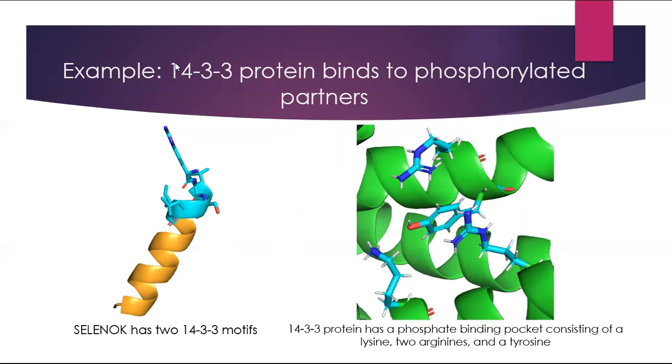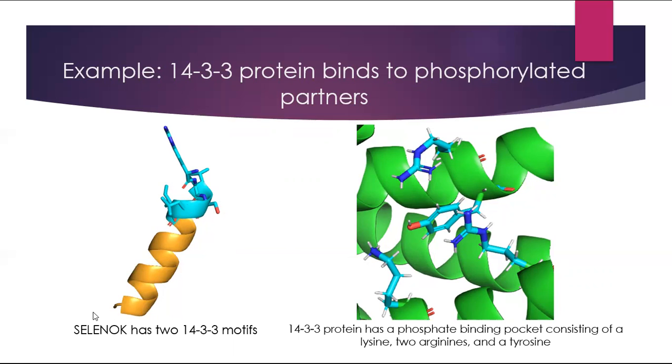So one example of a protein interacting with phosphorylated partners is the 14-3-3 protein, which has a phosphate binding pocket here. I've highlighted in cyan, consisting of a lysine, two arginines, and a tyrosine. Selenilyl K has two 14-3-3 motifs. So one is represented in here. I've highlighted one of them. And again, I'm only able to use software to predict a small portion of the whole structure of selenilyl K.